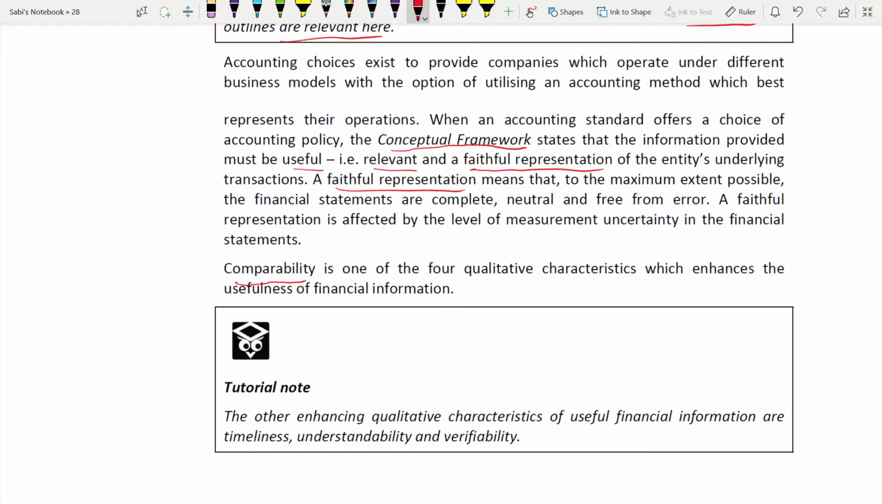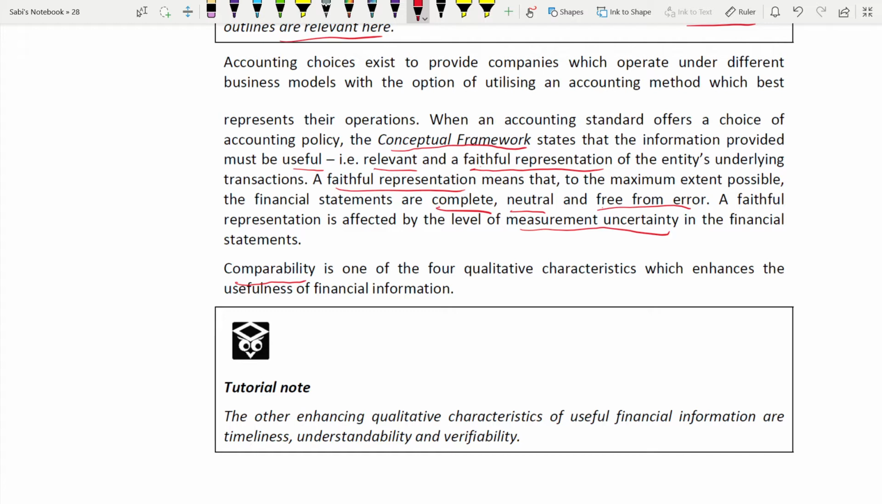Faithful representation means, to the maximum extent possible, these are the three features: it is complete, it is neutral, it is free from error. Neutral means it's not biased towards any stakeholder. Whatever is presented is neutral and free from error, and it's also complete. Faithful representation is affected by the level of measurement uncertainty. For example, you have a certain item which is very hard to measure. The uncertainty is so much that if you recognize it in the financial statements, it will not be a faithful representation.